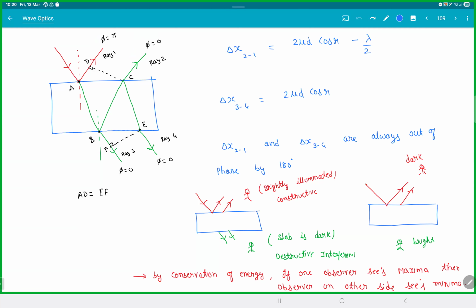But there is another way to get this thing. Look at this. If you have two people standing on both the sides of the screen, the red guy and the green guy, if the red person thinks there is a constructive interference, then the other guy will think it's a destructive interference.